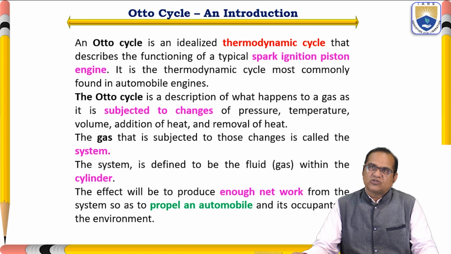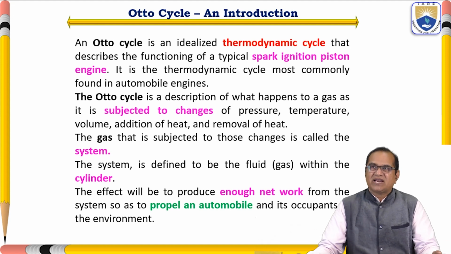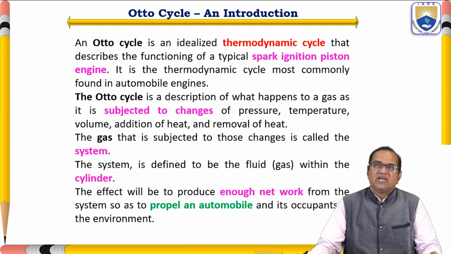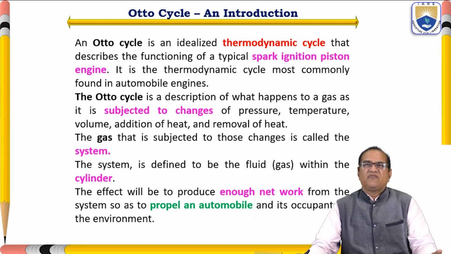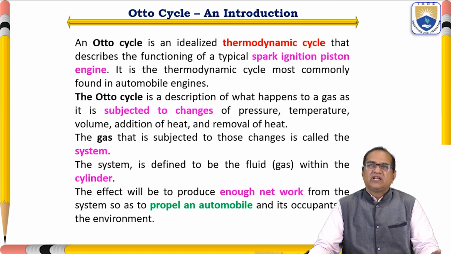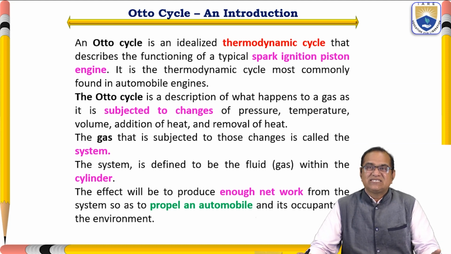Now I will talk about the Otto cycle and its introduction. This is the first cycle which was developed, especially used for the petrol engine, and this is also called the spark ignition engine. So an Otto cycle is an idealized thermodynamic cycle that describes the function of a typical spark ignition piston engine that is mostly used for the petrol engine. It is the thermodynamic cycle most commonly found in automobile engines. The Otto cycle is a description of what happens to a gas as it is subjected to change of pressure, temperature, volume, addition of heat, and the removal of heat.